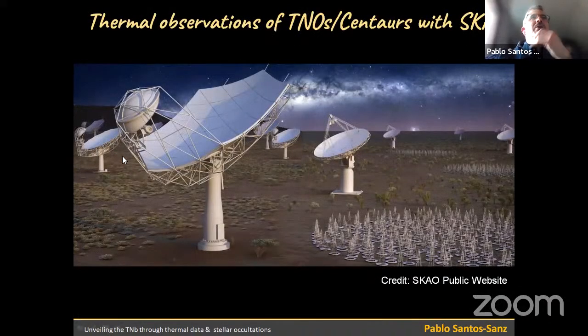Well, some years ago, I also asked myself the question of whether it would be possible to obtain thermal data of trans-Neptunians and centaurs using the Square Kilometre Array.